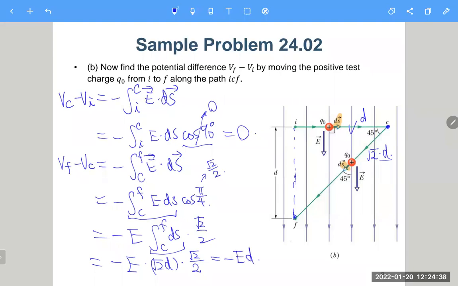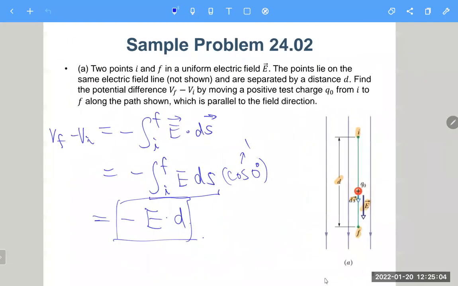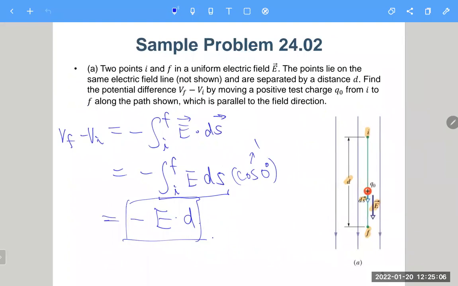Of course we need to calculate Vf minus Vi, which is Vf minus Vc plus Vc minus Vi. So Vc cancels. Vf minus Vc is negative Ed, and Vc minus Vi is zero. So the final answer is negative Ed. And of course it should be the same as this answer, negative Ed.